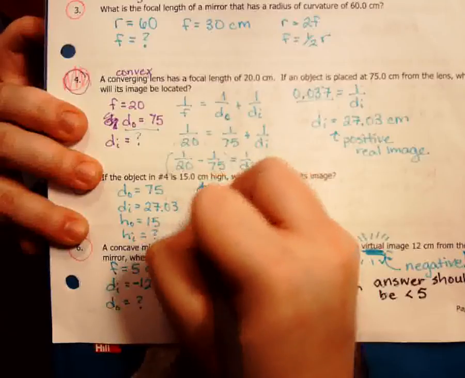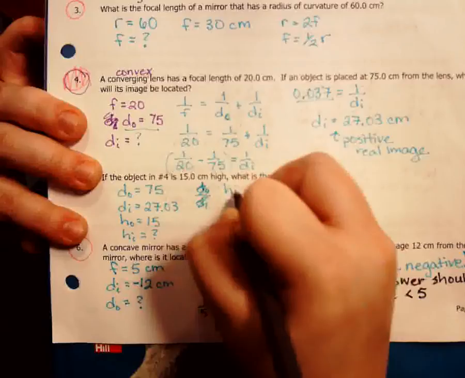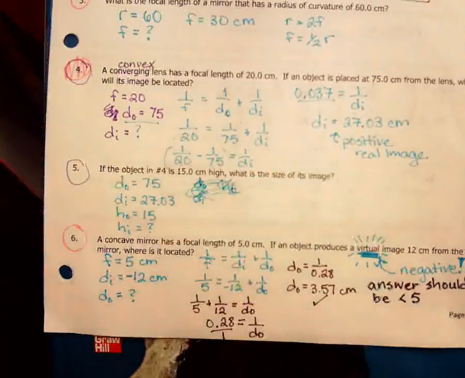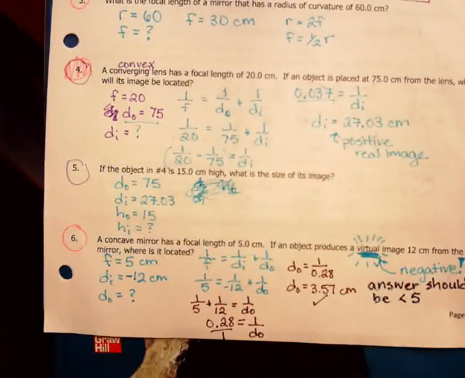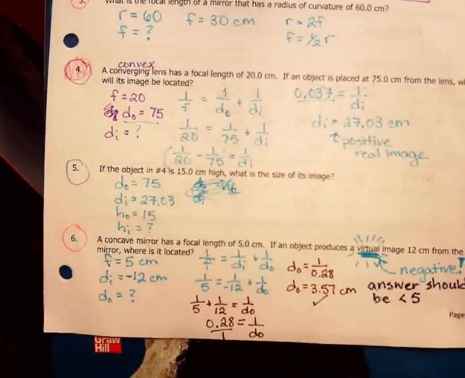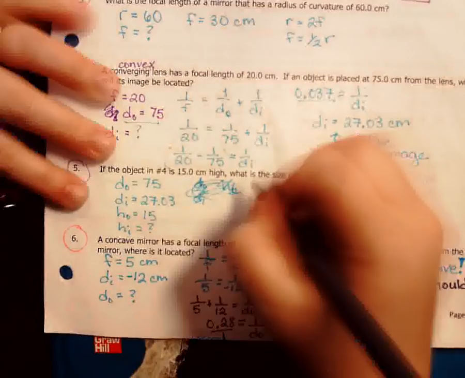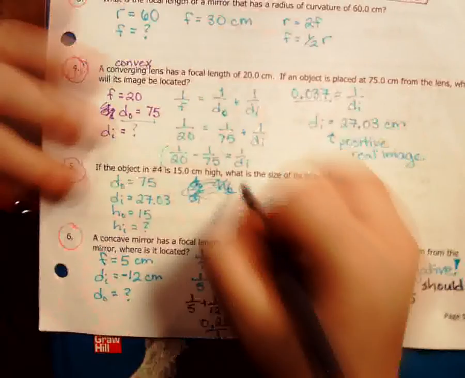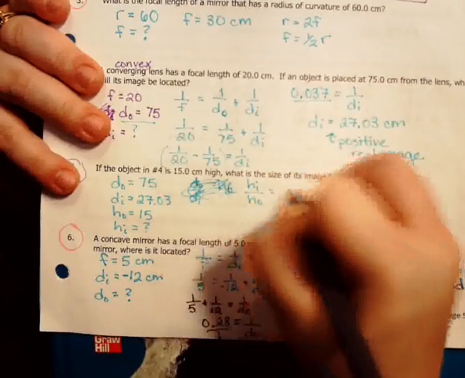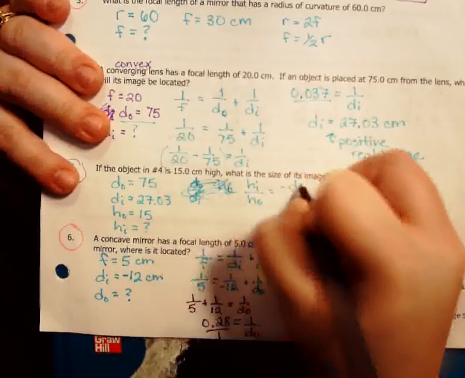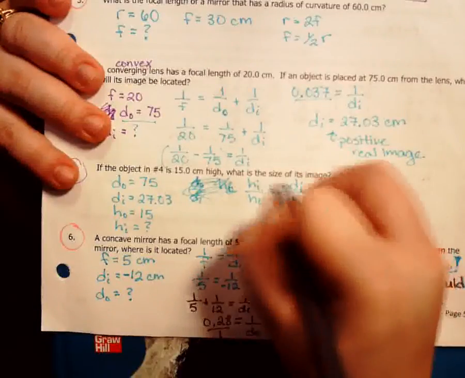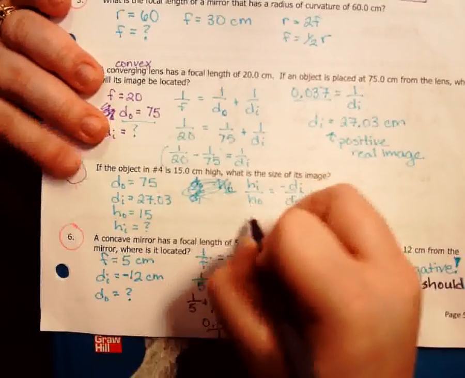and I'm just going to write it backwards. So it's HI over HO. I don't know why it's so hard for me. HI over HO equals negative DI over DO. Remember to include that negative.